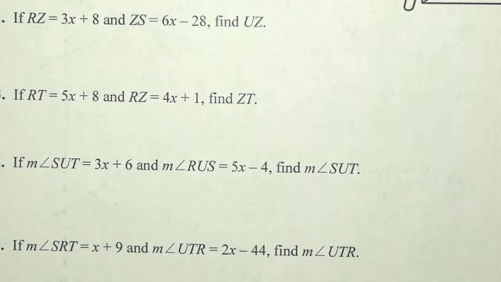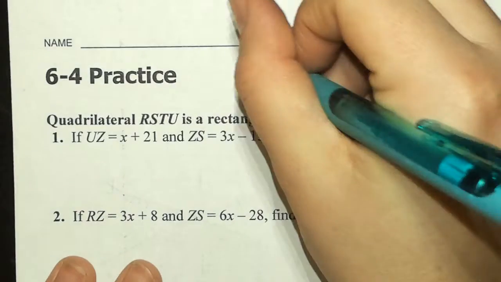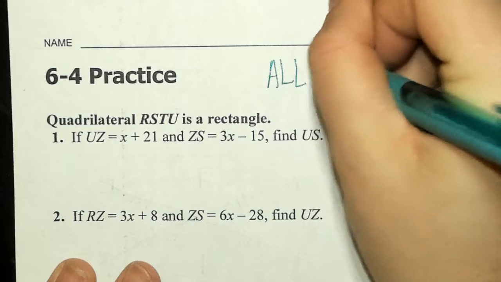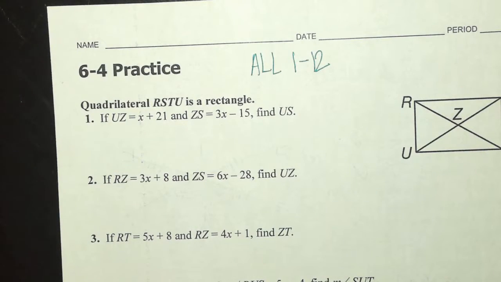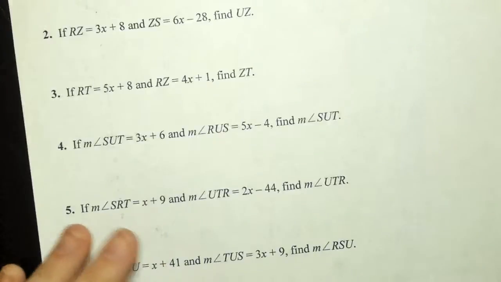Go back. Okay, if you flip to the back, you have 1 through 12. You also have 25 minutes. So, yes, you are going to do all 1 through 12. Okay, I'm going to be walking around helping you. Make sure that we're working on this in class, okay?